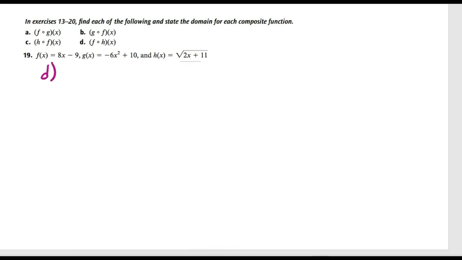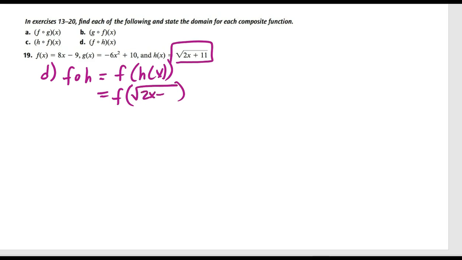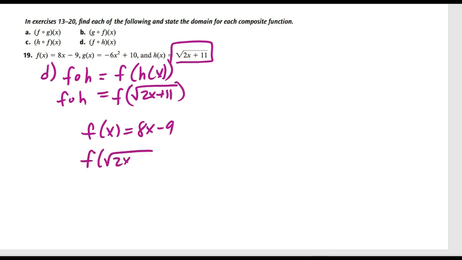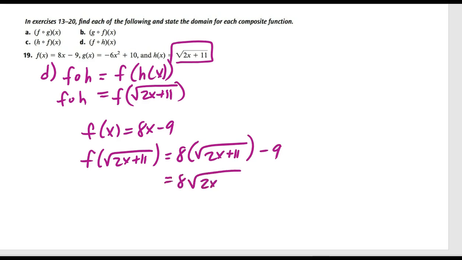And let's do part D, f composed with h. So I'm going to replace h of x with the square root of 2x plus 11. Now, f of x is 8x minus 9. That was given. So we're going to try f of the square root of 2x plus 11. Everywhere there's an x now, I'm going to replace it with the square root of 2x plus 11. And we can't simplify this, so we're just going to leave it as 8 times the square root of 2x plus 11 minus 9. So this is f composed with h.